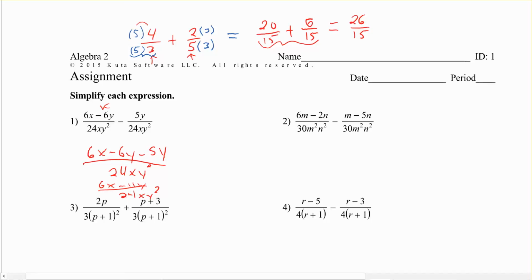Again, we've got common denominators, so these ones are pretty straightforward, right? We just keep the denominator the same. So we know our answer is going to be something over 30m squared n squared.